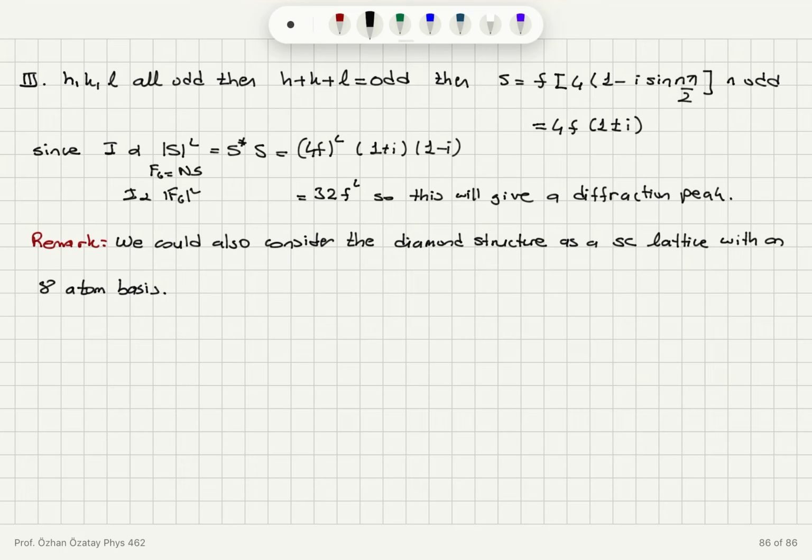If they're all odd, then I find that the scattering amplitude from one cell, the geometrical structure factor, will be 4F times (1 plus or minus i), which is a complex number. So the intensity will be proportional to the amplitude of S squared, so that will give me 32 F squared intensity. So this will give a diffraction peak. And a final remark, basically we can think of the diamond structure also as a simple cubic lattice. Now this will require a lot more calculation considering 8 atoms in the basis.